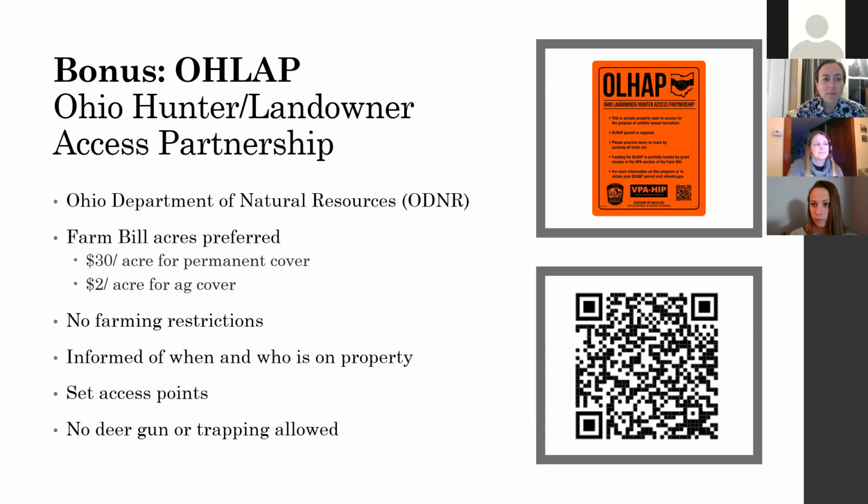I think the reason why it fits well with the conversation today is that if you do decide to enroll in CRP or EQIP or another Farm Bill program, those acres are actually preferred in the application process. So much like EQIP, that's a competitive application process where only the top batch is funded. But if you have Farm Bill acres enrolled, you get some bonus points that will make you more competitive for the program. For acres that are enrolled into OLAP, permanent cover acres earn $30 an acre, and ag land earns $2 an acre.